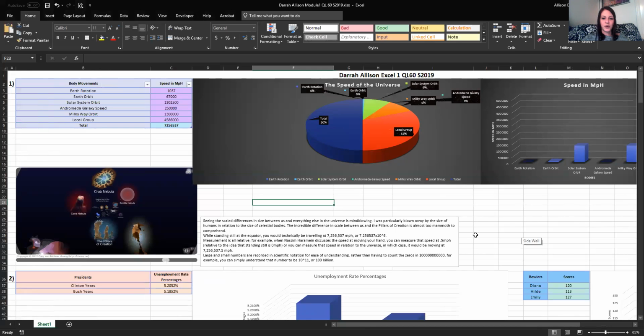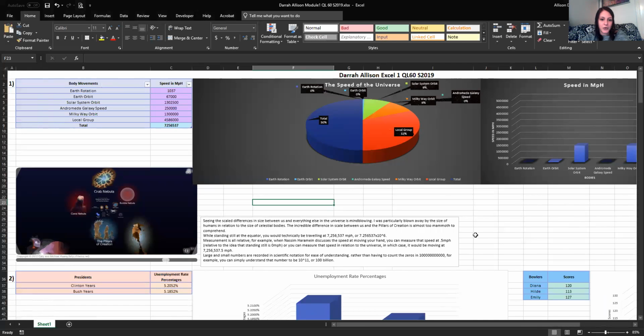While standing still at the equator, you would technically be traveling at 7,256,537 miles per hour. And then just because I'm a show off, I put it in scientific notation as well. Measurement is all relative. For example, when Nassim Haramein discusses the speed of moving your hand, you can measure that speed at 0.5 miles per hour relative to the idea that standing still is 0 miles per hour. Or you can measure that speed in relation to the universe, in which case I think it would be moving at 7,256,537.5 miles per hour. I'm just assuming you're adding that half of a mile per hour, but I might be wrong about that. Hopefully not.